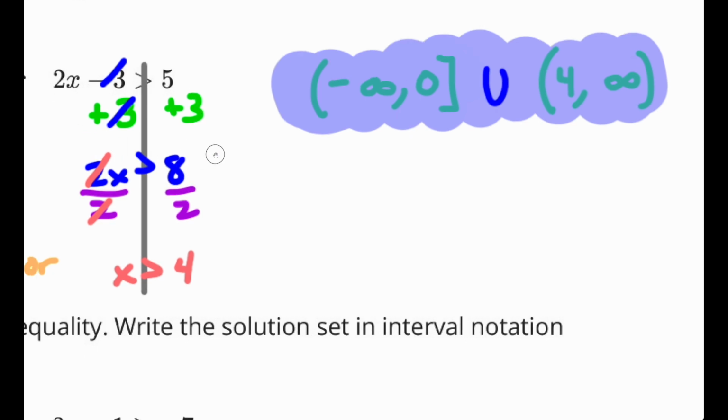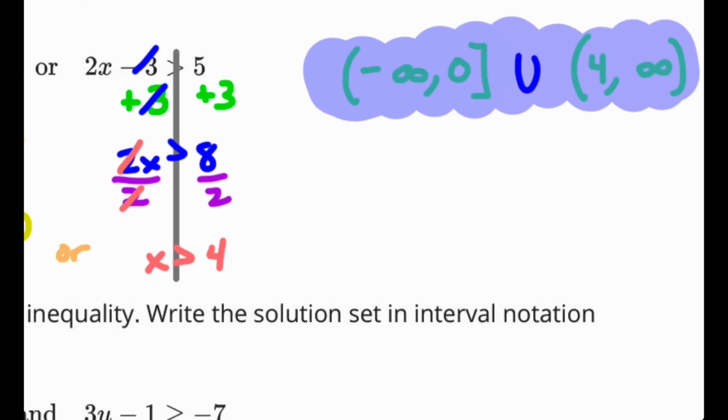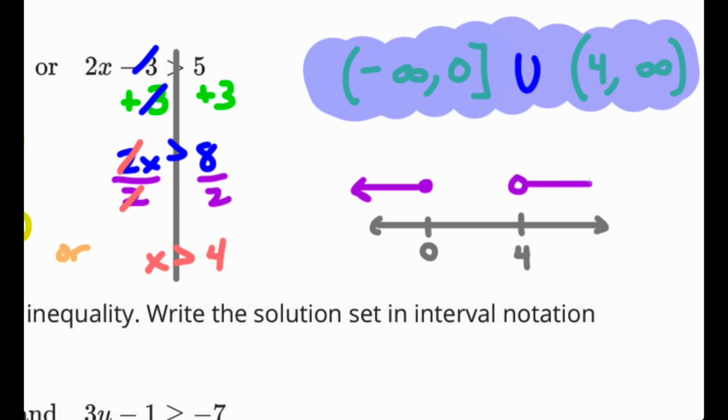Now how you would graph this on a number line would be the following. I'm going to put both numbers on the number line. So we have the 0 and we have the 4. Forever to the right, forever to the left. The 0, it's going negative infinity to 0, so it's going to be 0 and then pointing to the left. The 4, it's greater than 4, but it's not including the 4. So we have the open circle and it goes forever to the right. And that's basically the answer graphed out for this one.